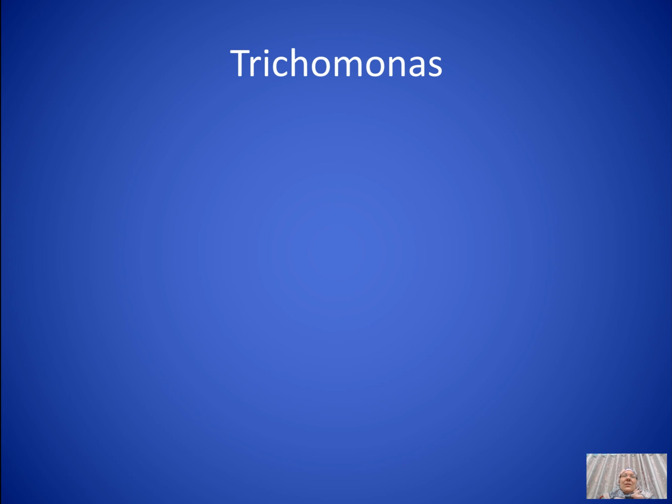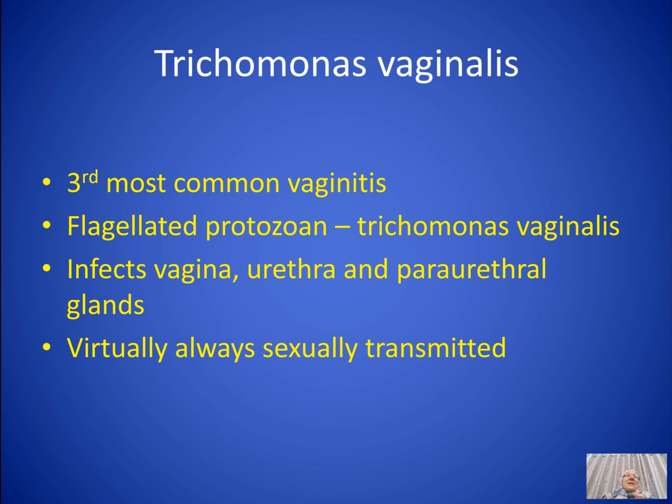So let us go over and talk about Trichomonas. So what is Trichomonas? Trichomonas is a flagellated protozoan. Trichomonas vaginalis causes trichomoniasis. It's the third most common vaginitis. It infects the vagina, urethra, and paraurethral glands. It is virtually always sexually transmitted, but there are or have been reported cases where women were infected without sexual transmission, and it is not quite clear how this was possible, but it might have to do with unsanitary toilets or something such like.